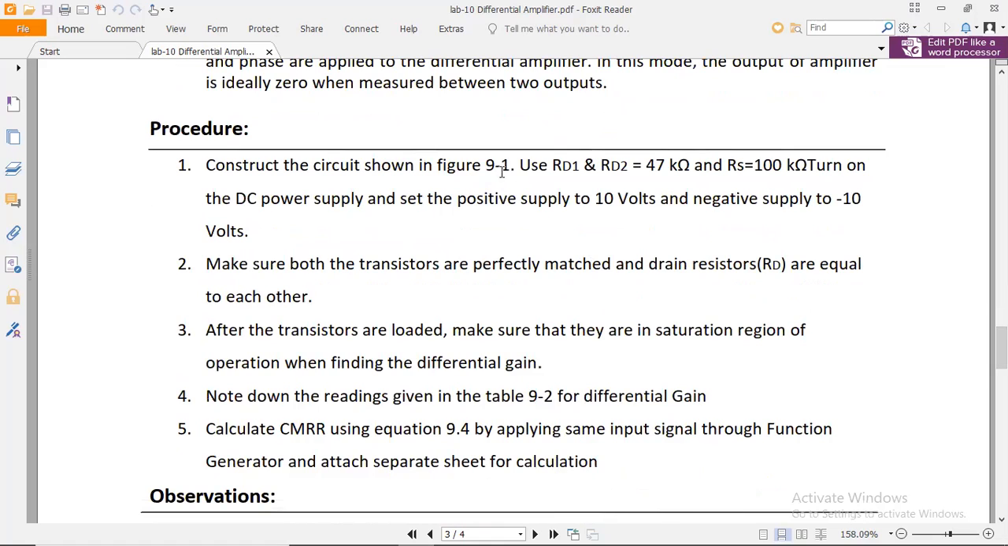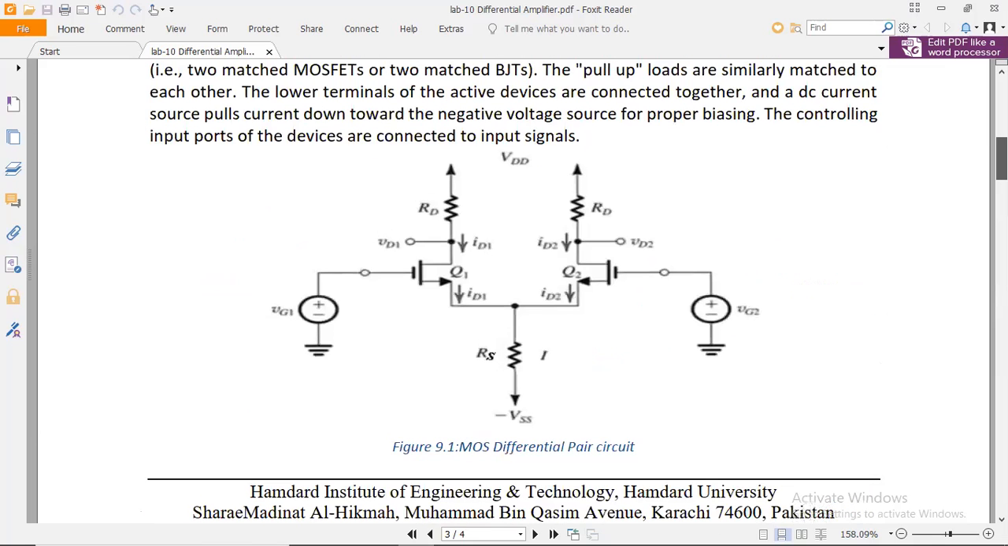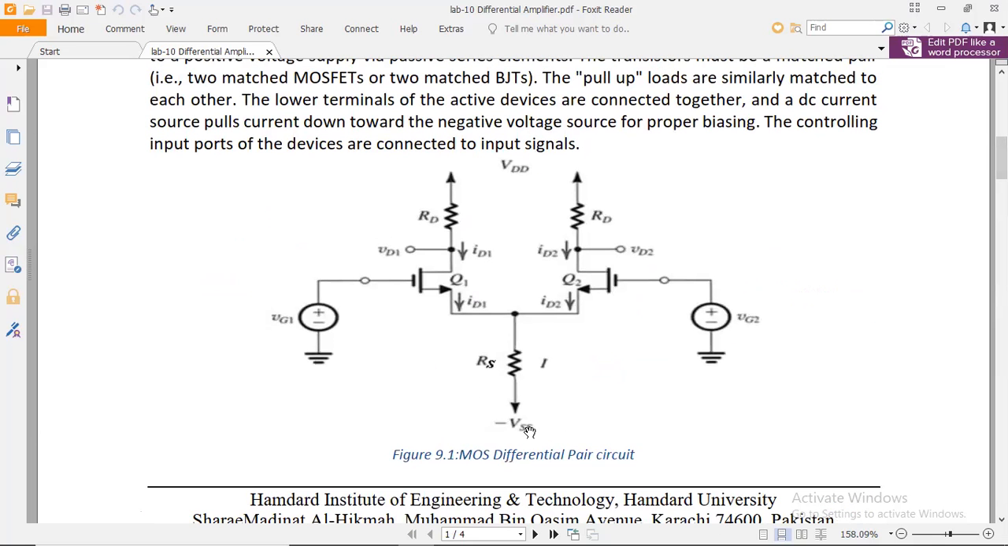Construct the circuit of figure 9-1 using RD1 and RD2 equal to 47 kilo ohm and RS, the source resistance, equal to 100 kilo ohm. Turn on the DC power supply and set the positive supply to 10 volts and the negative supply to minus 10 volts. And where can we implement the negative supply? The negative supply can be implemented at VSS, the common source voltage, from this side. This is the negative 10 volts, and the supplied drain voltages VDD are 10 volts similarly but positive. VDD is positive 10 volts and VSS is minus 10 volts.